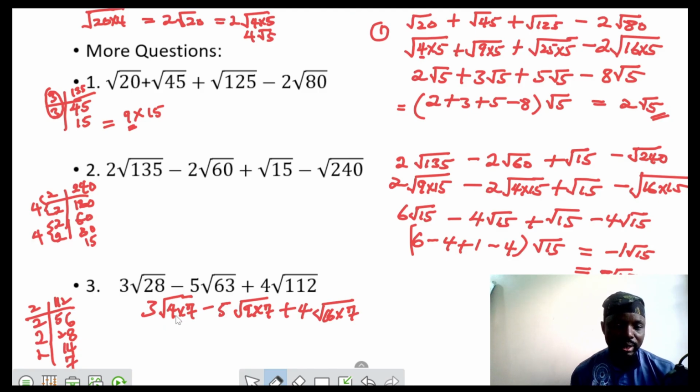So this one, I have root 4. 4 times this, root 4 is 2. 2 times that is 6 root 7, minus 3. Root 9 is 3.